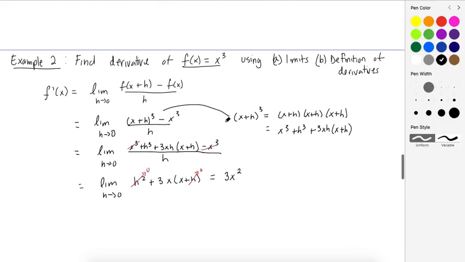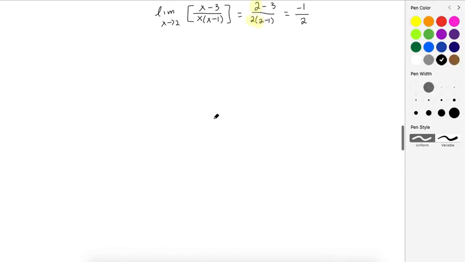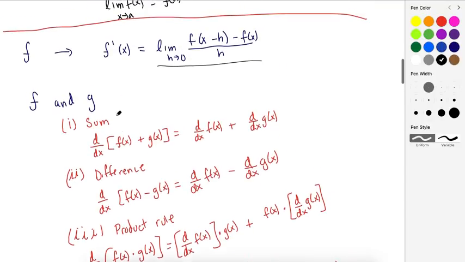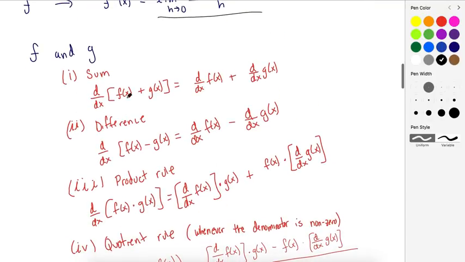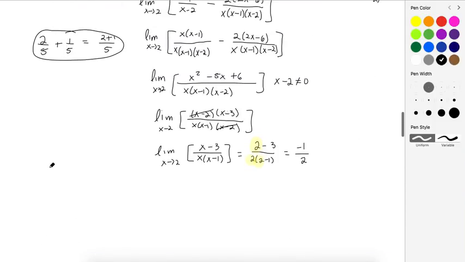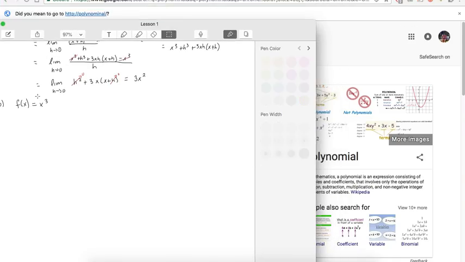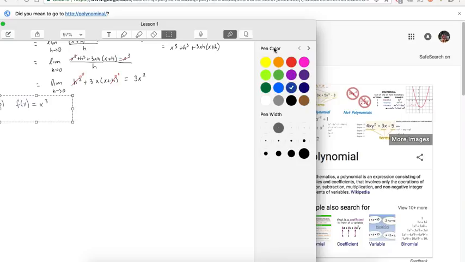Okay, so that is how we find the derivative of a function using limits. Now let's see if we can use the definition of derivatives to do this. So this was our definition of the derivatives, and we're going to use this notation now for part B. So for part B, we're looking at the function f of x is equal to x to the third. I'm going to do it in different colors so that you guys can look at the difference.